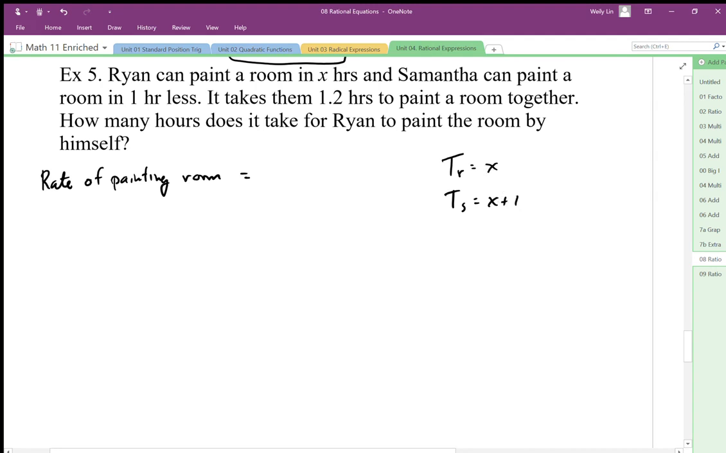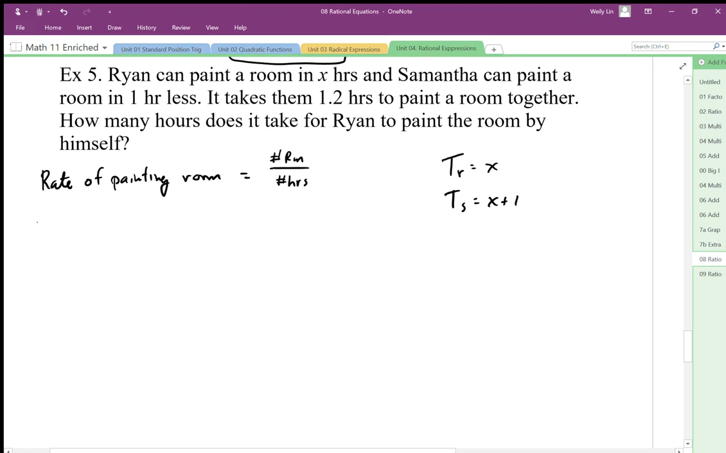That doesn't make sense. So we want to be able to add their rates, which means we need to convert time into a rate. So the rate of painting the room is going to be the number of rooms they can paint in an hour. So the number of rooms in the number of hours. That's going to be our rate. We can do this as a unit rate or as a ratio, it doesn't really matter, but this now becomes the rate.